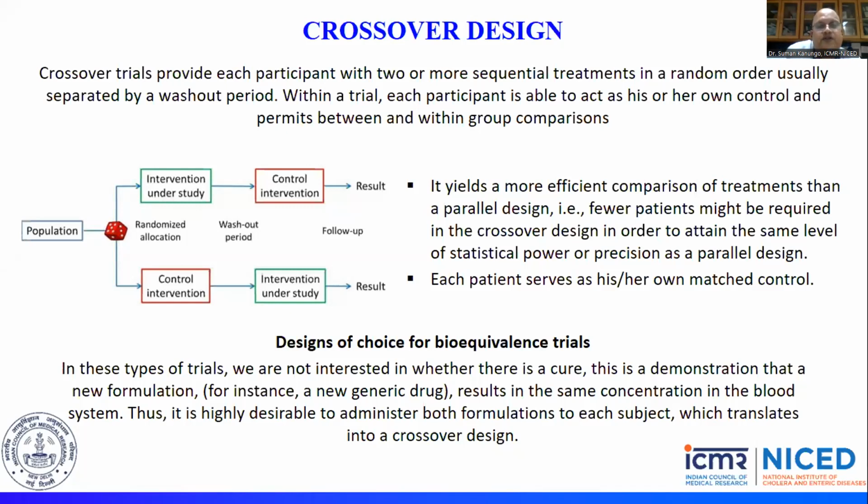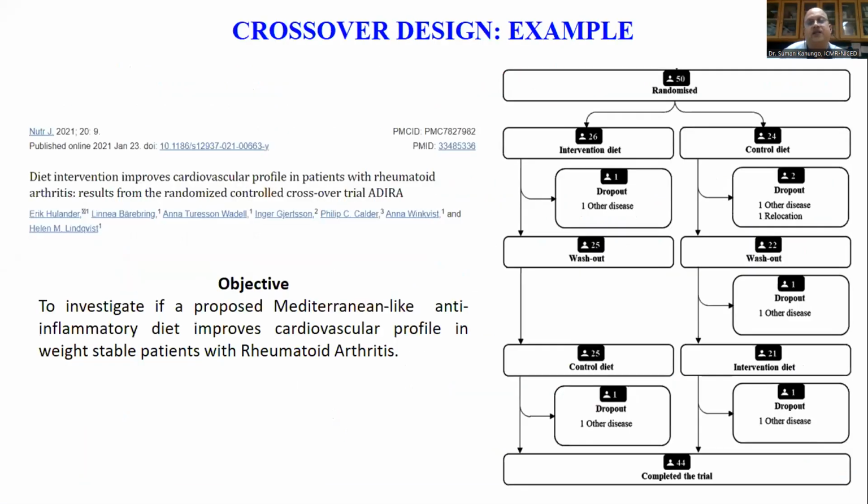So in this type of trial, we are not interested in whether there is a cure. There is a demonstration that a new formulation, for instance, a new generic drug results in the same concentration in the blood or not. So this is another way of measuring it.